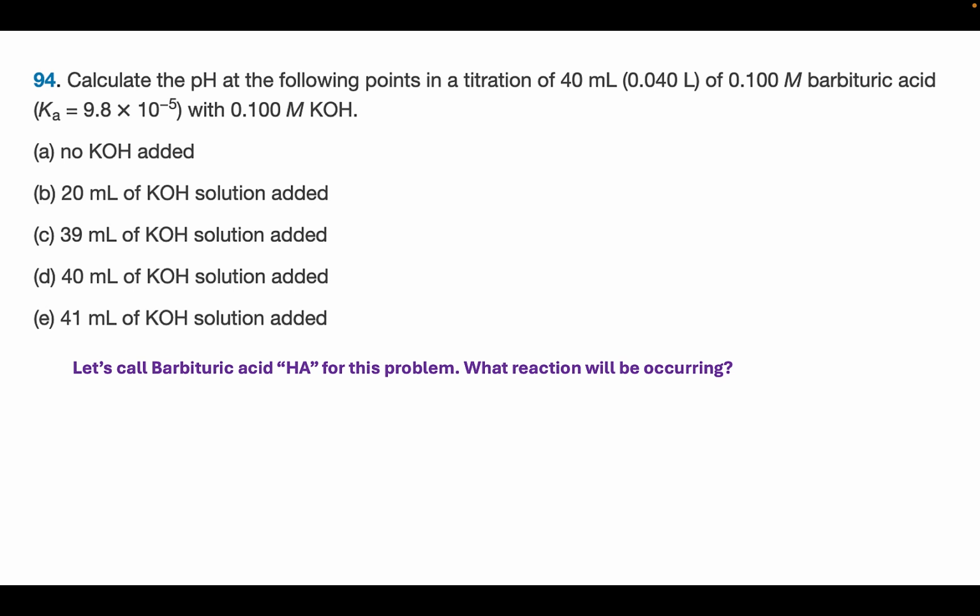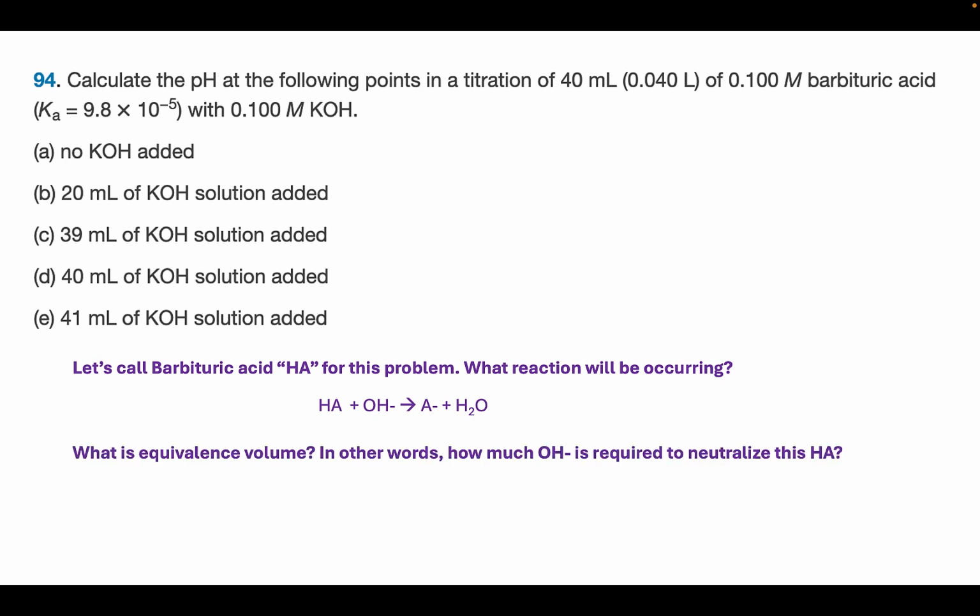Okay, if we have barbituric acid, HA, and we're adding potassium hydroxide, this is our reaction. We see potassium hydroxide, we think that's hydroxide. It's a group 1 metal, potassium, and that's just going to be inert, and what we're really dealing with is hydroxide.